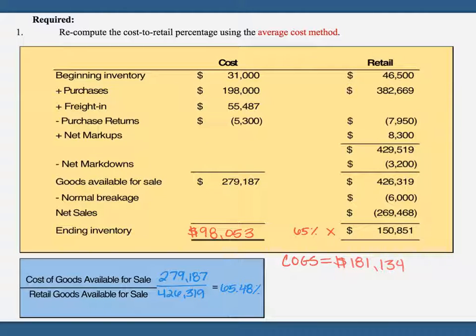So the main thing they're trying to show you here is the difference in ratio: net markdowns are included under the average cost method for the cost to retail ratio, when they aren't included for the conventional retail method.